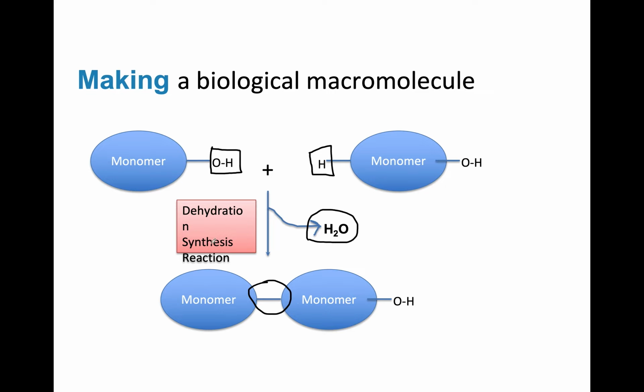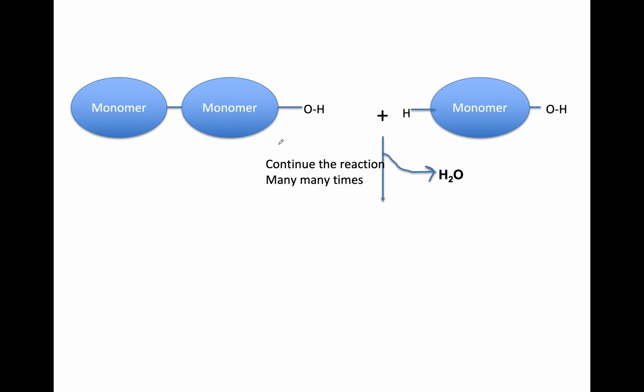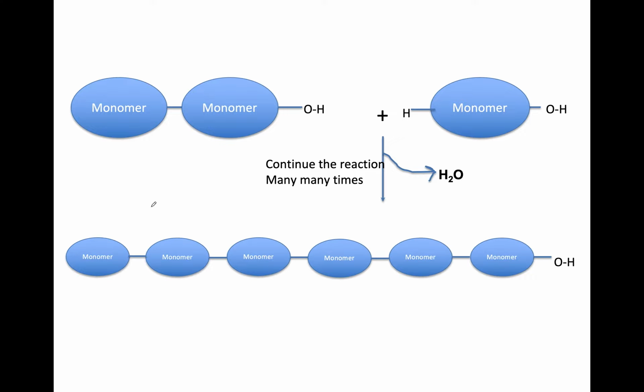Okay, so that's two monomers coming together. Now that we have two of them, we call this a dimer. That means two. But it doesn't stop there, because most biological molecules are really, really long. So the reaction keeps going. You get a dimer, add another monomer, you do a dehydration synthesis reaction, and then you get what's called a polymer. This is a polymer. So most biological molecules are polymers.